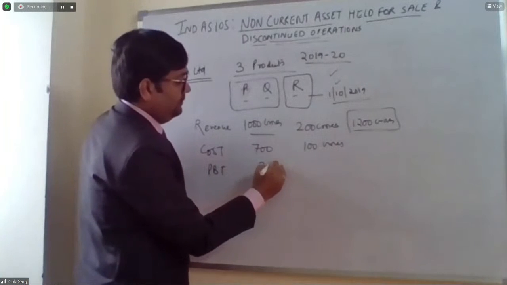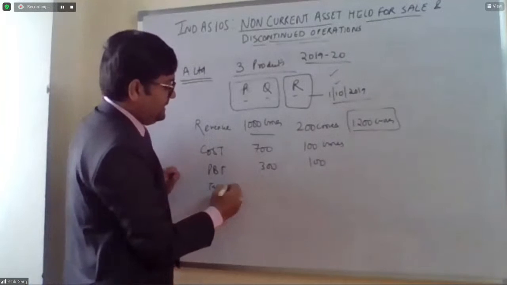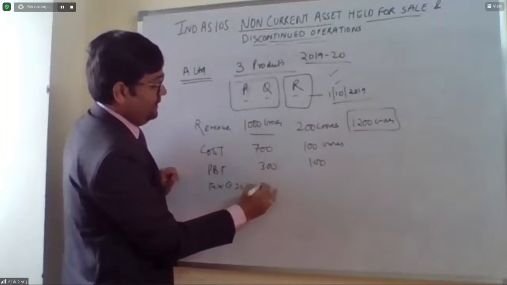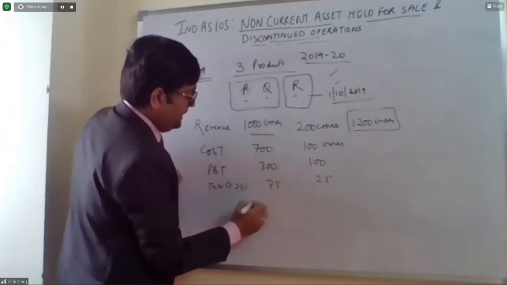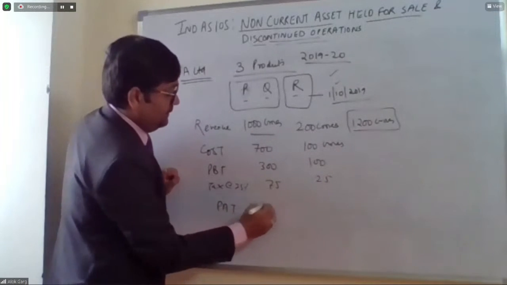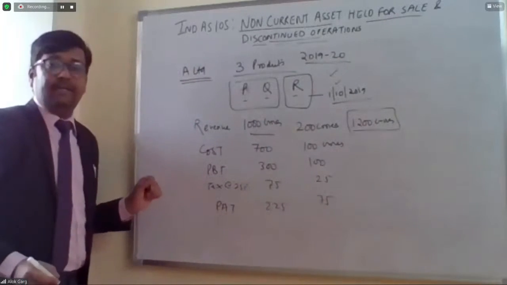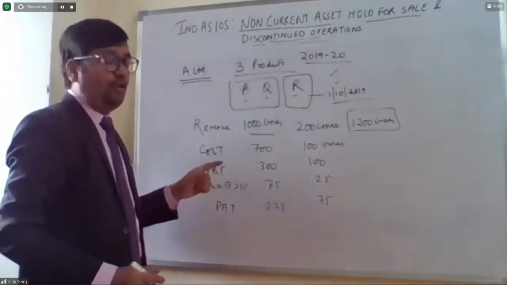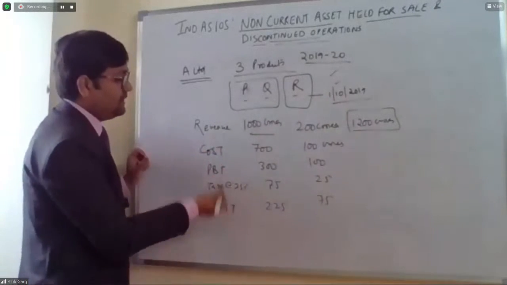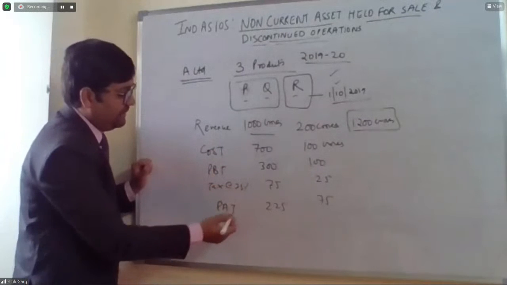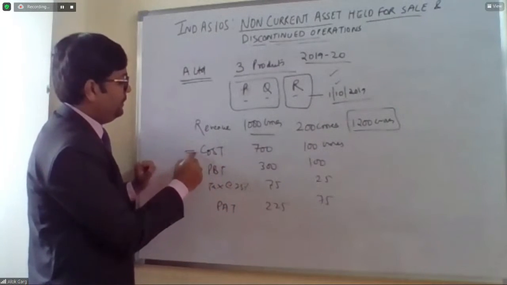Okay. Then there is a tax. Let's say tax is at the rate of 25%, 75 and 25. Then there is a PAT, which is 225 and 75. Am I right? And there is a loss. There is a loss on the comparison between fair value less cost to sell and carrying value. So there is a loss also. Let's say that loss has to be shown separately. For example, it could be part of the cost.